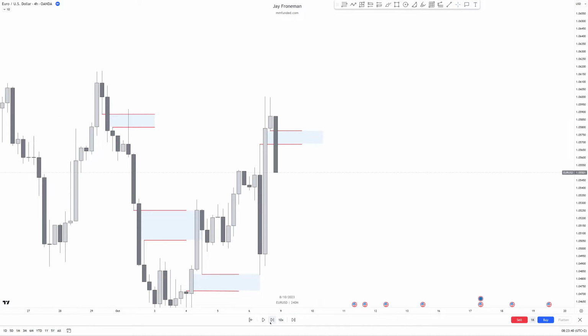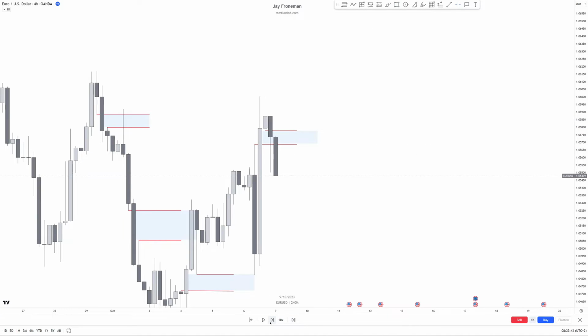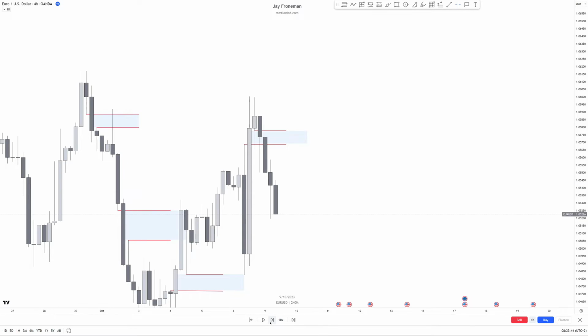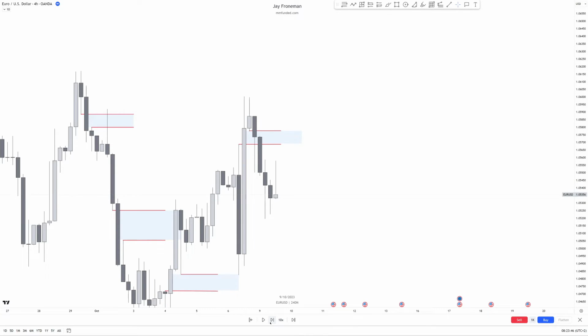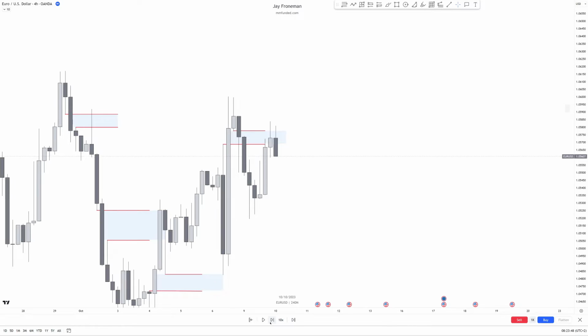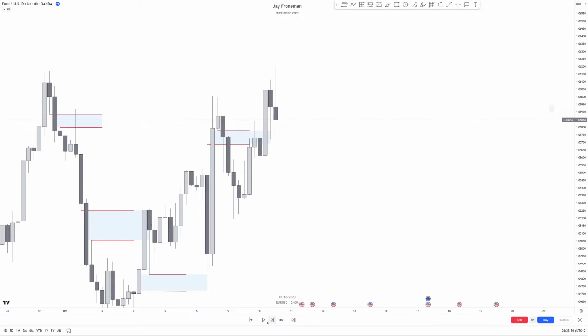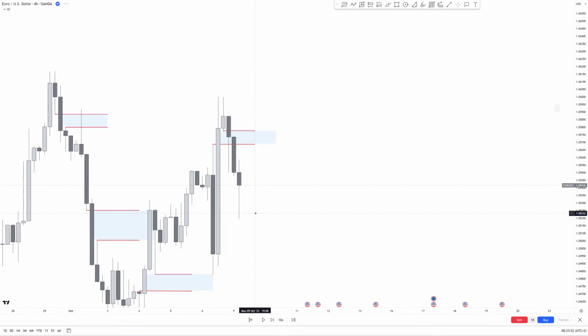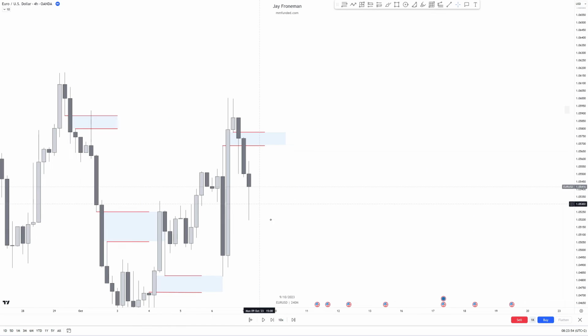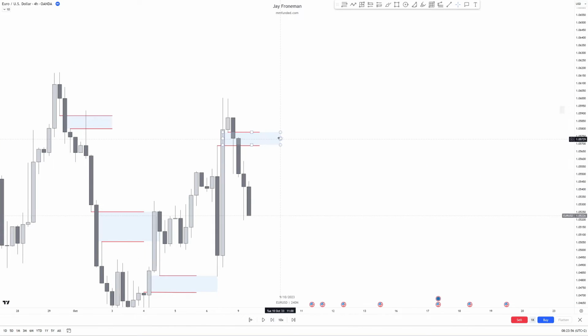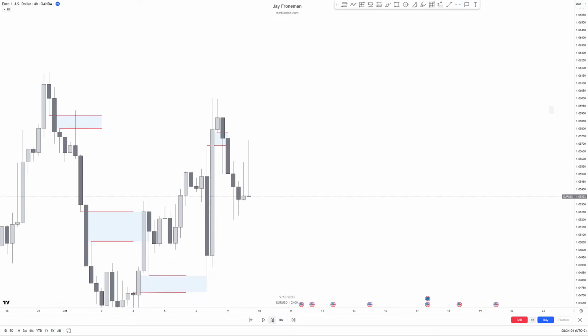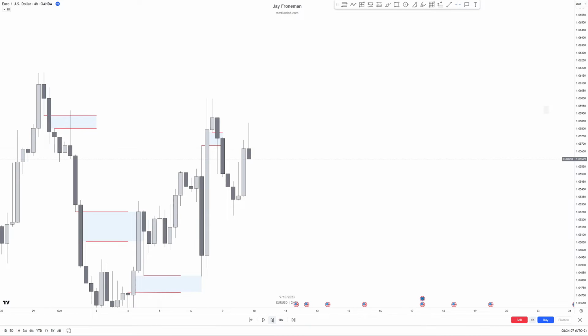Let's continue. All right, violation of that fair value gap. All right, price fails that fair value gap. Let's continue this through until we see a clear fair value gap.